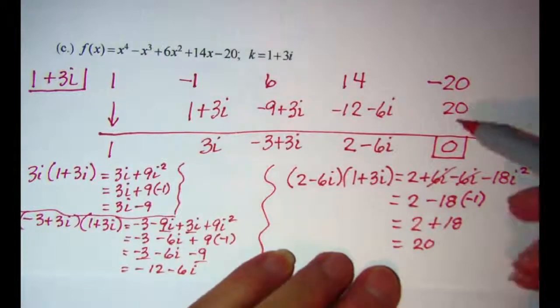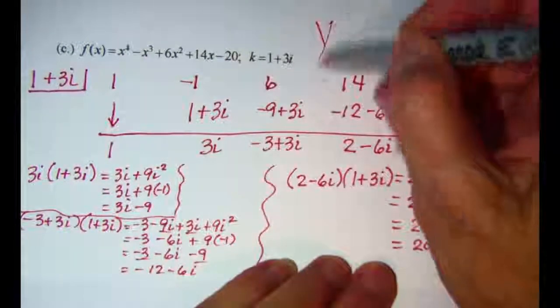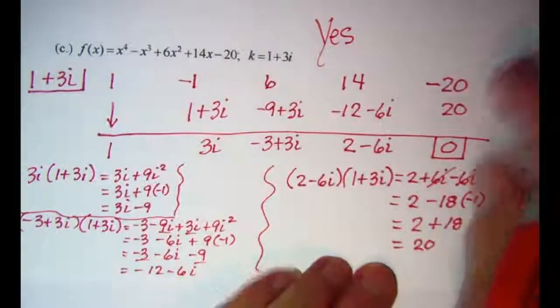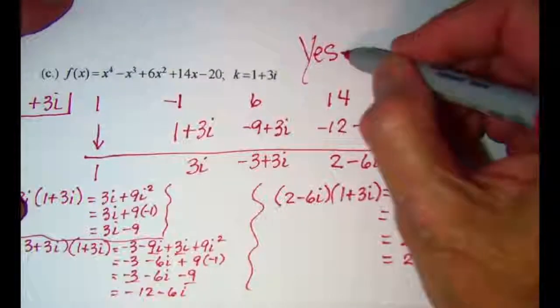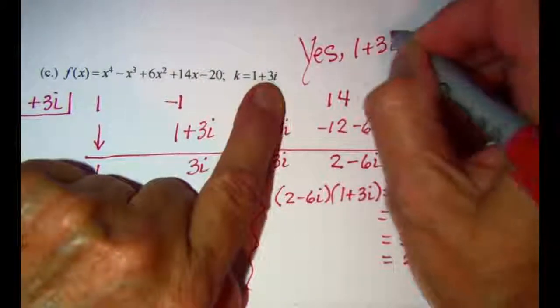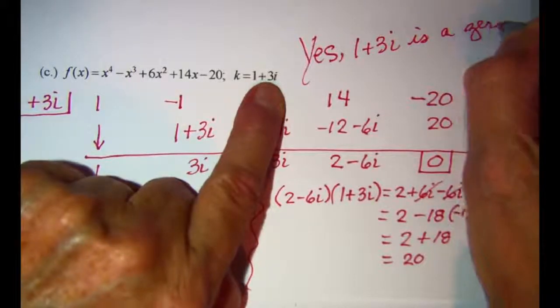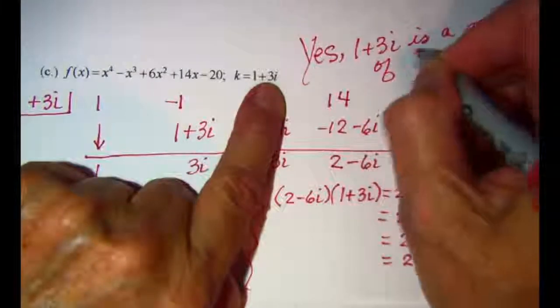If you have a remainder of 0, then that means yes, this k value, 1 plus 3i, is a 0 of f of x.